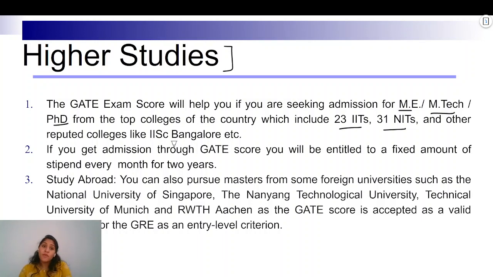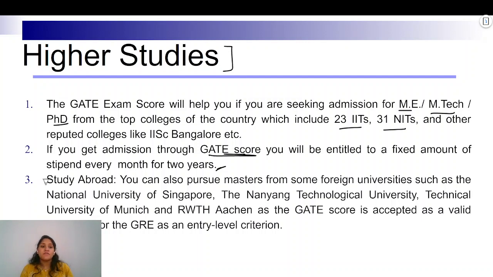And there's also one plus point that if you get admission through GATE score, you will be entitled to a fixed amount of stipend every month for the 2 years. So you will get some stipend money from the government if you are doing your masters from any of the government colleges. Some private colleges provide stipend, but only when you get admission through the GATE score.